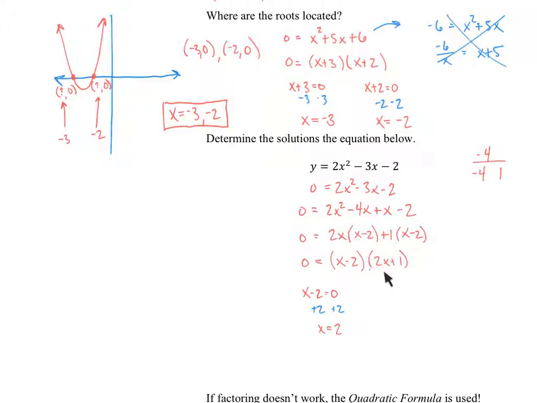But maybe it was this factor that was 0, right? Because if this were 0, this would also be 0 when I multiply it by something else. So we'll solve for that one as well. And this is going to be 2 steps, minus 1, minus 1. Now I have 2x equals negative 1. And now I'm dividing by 2.